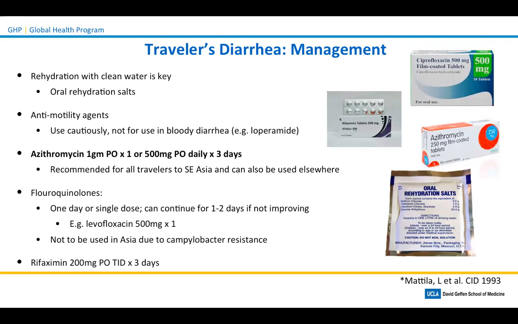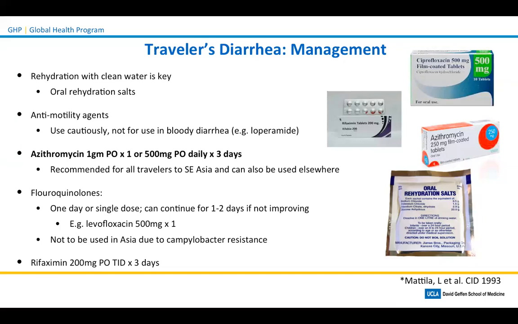Please use anti-motility agents cautiously and definitely do not use in the setting of bloody diarrhea. In terms of antibiotics, we recommend azithromycin 1 gram PO times 1 or 500 milligrams PO daily times 3 days. This is especially recommended for all travelers to Southeast Asia and can also be used elsewhere.